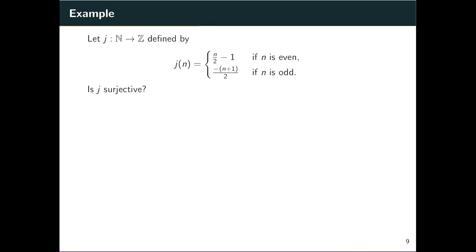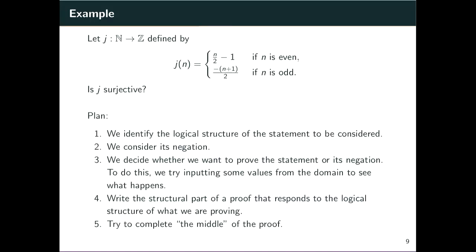It's going to be kind of a case-by-case sort of proof. And again, if you're not familiar with doing proofs, then maybe you should write down the logical structure of how you want to prove it. Maybe consider the negation and disprove that instead. And so the way that you decide is you check both ways and see which one seems easier. And then, yeah, try and complete the middle of the proof.